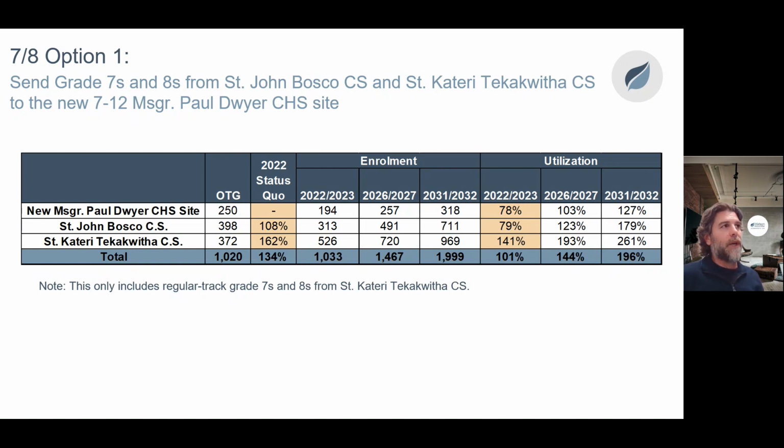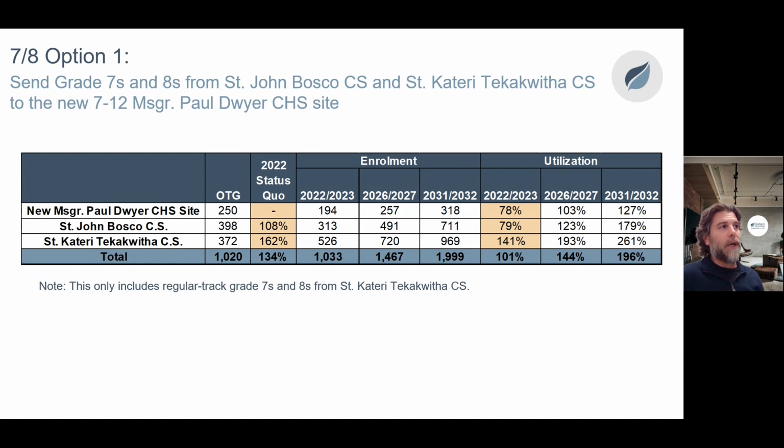So in the first option that we looked at sending grade 7 and 8s from St. John Bosco and St. Kateri, two of the elementary schools I spoke about with high utilizations in North Oshawa, and send the 7 and 8s to Paul Dwyer. Number one, to reduce the enrollment pressures at the elementary schools, but also to use that grade 7 and 8 purpose-built space that's expected to be in the new secondary school.